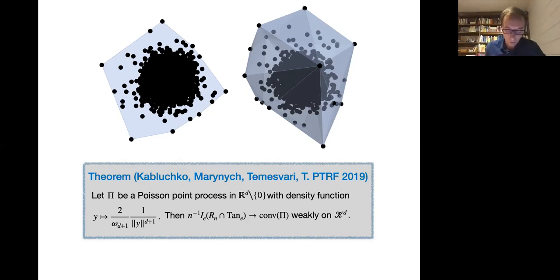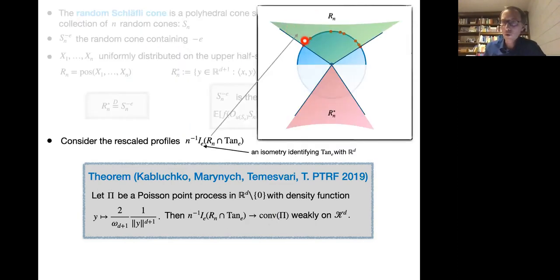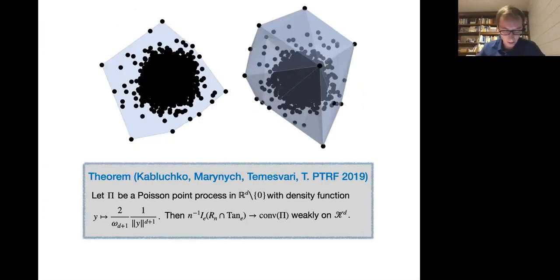So the convex hull of this Poisson point process is in fact a polytope. And here you will see a realization in dimension 2. So this is this random polygon. And here there's the origin somewhere here inside. So again, there are infinitely many points accumulating around the origin, but the convex hull of this Poisson point process again is a random polytope. And this is exactly the limit of the profiles of these random cones. And this is something we have seen earlier in the paper together with Zakhar Kabluchko, Sasha Marynych, and Daniel Temesvari that has appeared in 2019.